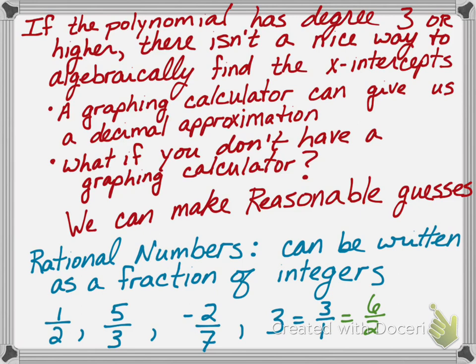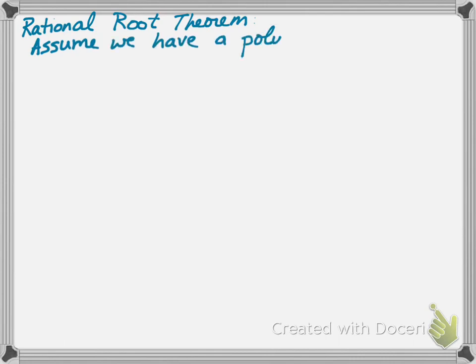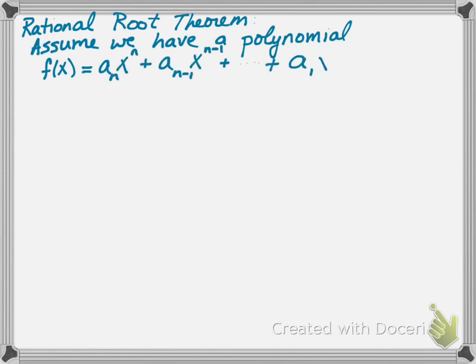So what does the rational root theorem tell us? The rational root theorem is going to help us narrow down the guesses of where a polynomial has x-intercepts. So here I'm writing a generic polynomial. f of x equals a sub n x to the n power plus a sub n minus 1 x to the n minus 1 power plus so on and so forth, plus a sub 1 times x plus a sub 0.